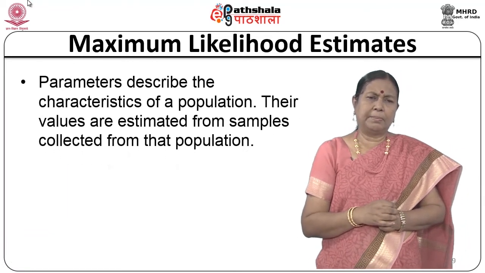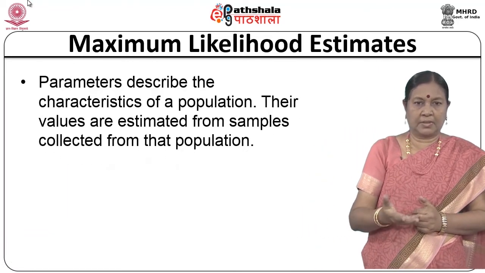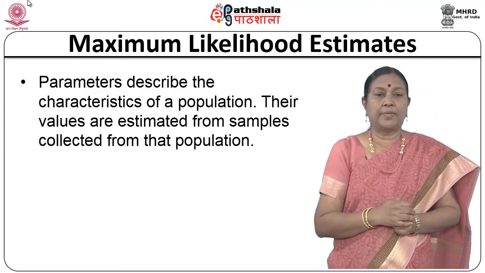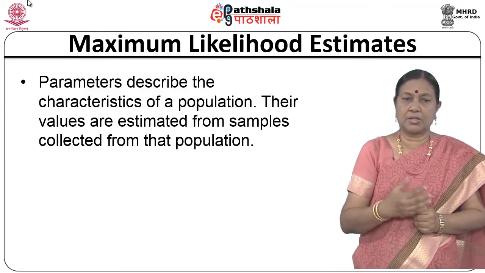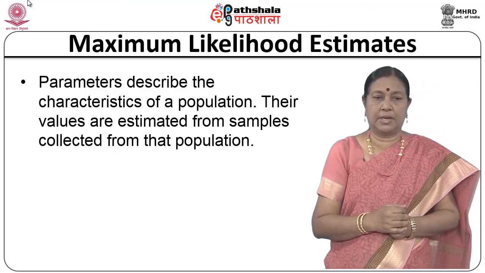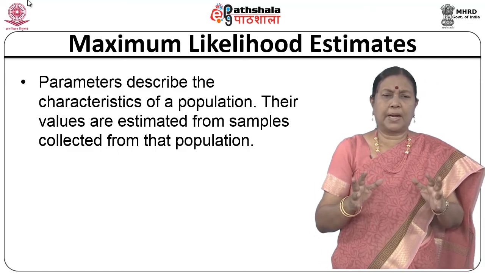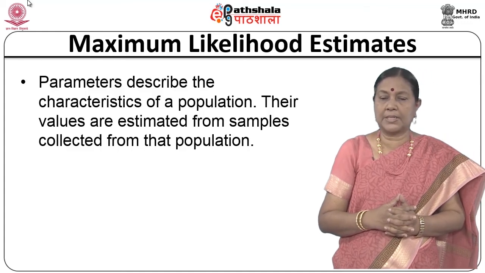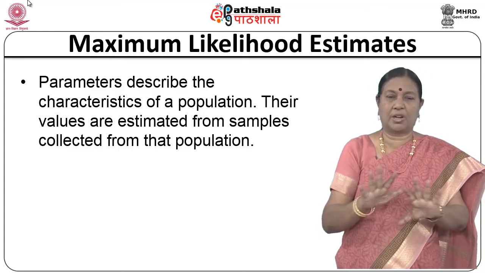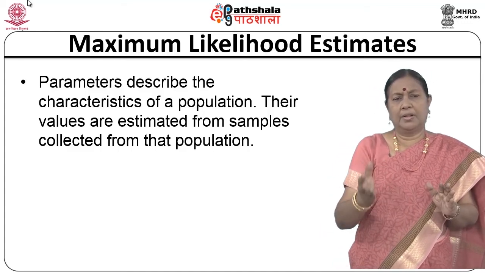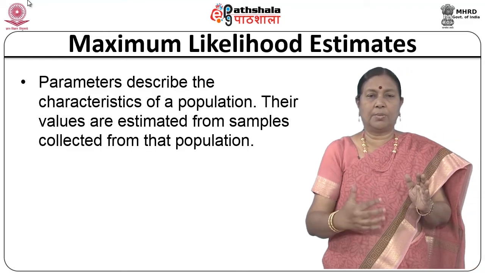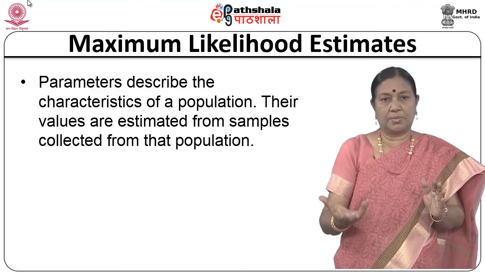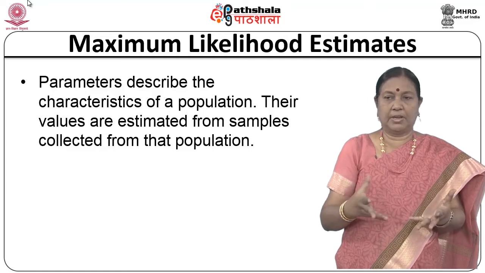Now, of course, in many of the probabilistic learning algorithms, we have used maximum likelihood estimates. So, here also we are using maximum likelihood estimates. The general parameters describe the characteristics of a population. The values are estimated from samples collected from that population. Normally, this is the normal way of doing things. These parameters, we are saying, could be just probability, or conditional probability, or it could be probability distribution parameters. It could be both.